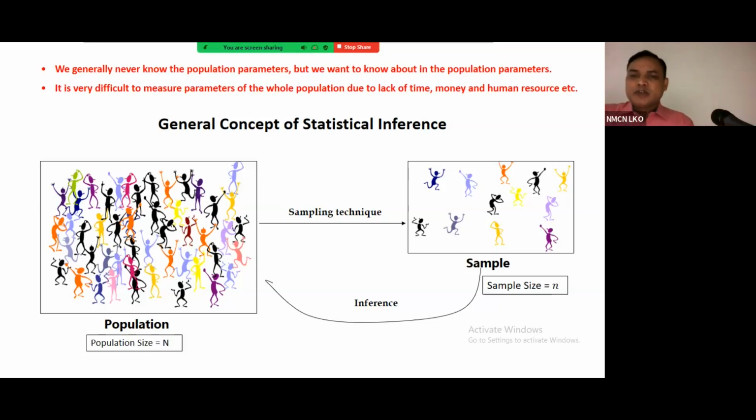So the general concept of statistical inference is, we have a population of size N, and that population may be any kind of disease group, like the prevalence of tuberculosis, anemic patients, or pregnant women. From that population, we take a small sample through a statistical technique, and we analyze this sample and make inferences about the population.